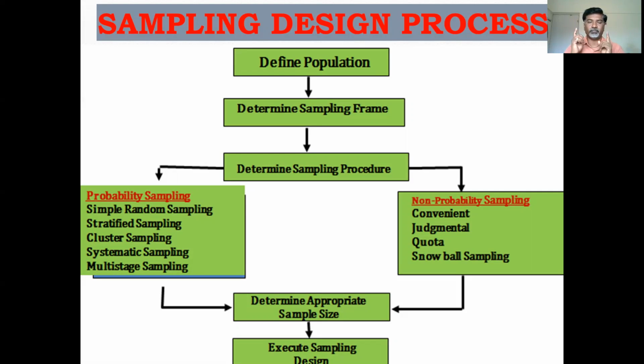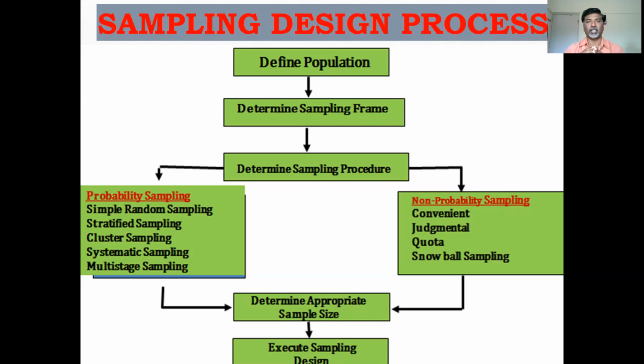In probability sampling, all members from that sampling frame have equal probability to get selected as a sample. On the other hand, in the non-probability sampling method, the samples are selected as per the convenience, judgment, or experience of the researcher. He selects the particular respondent. In probability sampling, there are different methods like simple random sampling, stratified sampling, cluster sampling, systematic sampling, and multi-stage sampling. We are going to cover all those things.